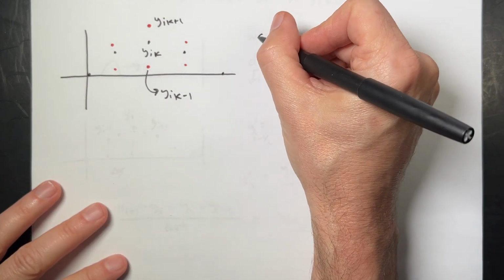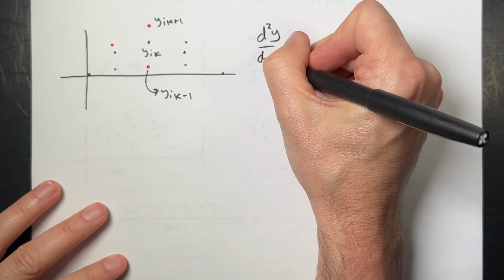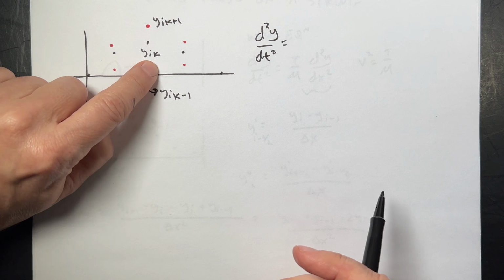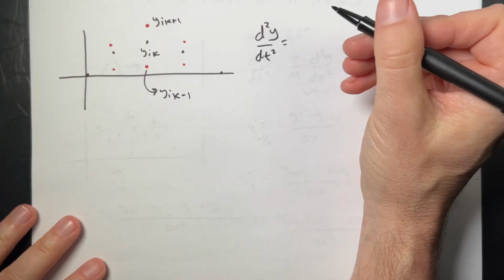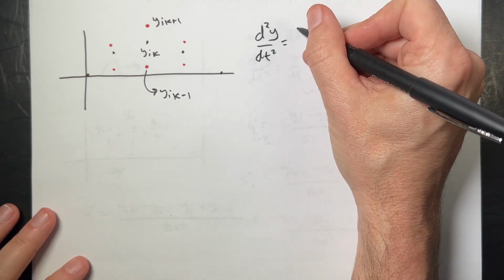So with that, I could say the second derivative of y with respect to time is going to be the same thing, right? We're just going to be changing the k index. So I can do the same thing, find the derivative and the second derivative. I'd get the same thing.